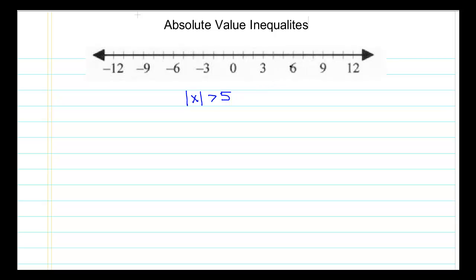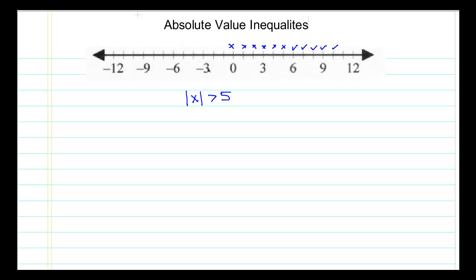Well, for positive numbers, the absolute value of positive 6 is 6. That's greater than 5. That solves it. These numbers will all make that true. The absolute value of 5 is 5. That's not greater than 5. That's not true. 4 is not greater than 5. So these numbers do not make it true. 0 would not make it true.